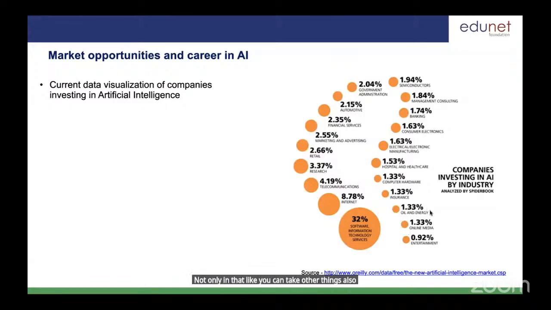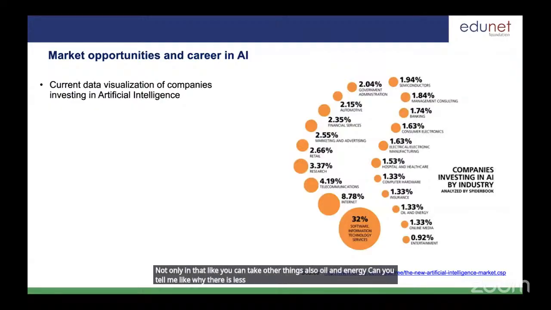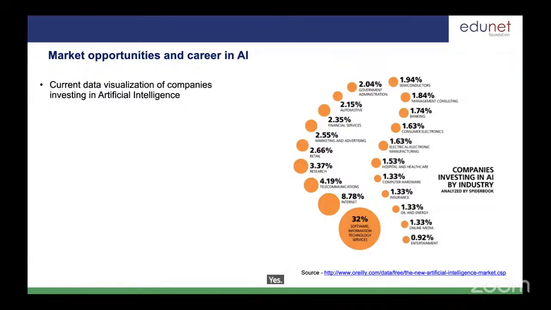Oil and energy. Can you tell me why there is less market opportunity in oil and energy? Yes. Oil and energy. It is showing 1.33. More cautions are required. Monopoly. No physical work. Because it is physically done. Oil cannot be extracted by AI.